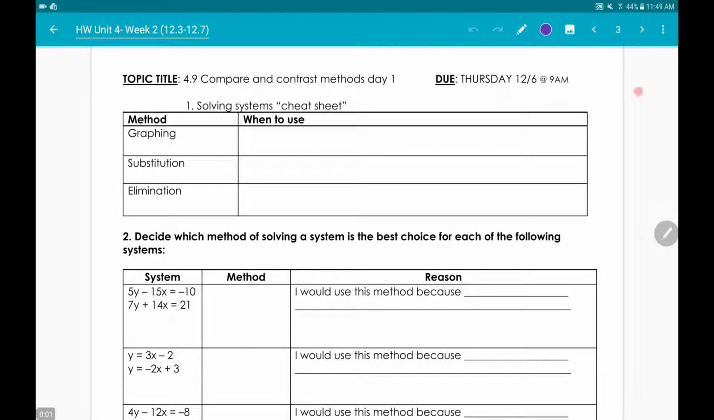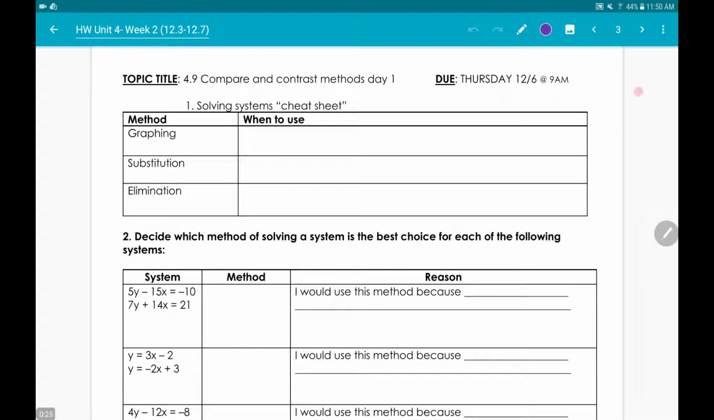Hi guys, so this video is on comparing and contrasting methods. So right now we've learned 3 ways to solve systems of equations: graphing, substitution, and elimination. And at this point we've told you which one to use when, but now we're going to talk about how do I know which one's the best method and when to use them. Because we don't always want to solve it 3 ways. That would take forever, like our last video took forever.